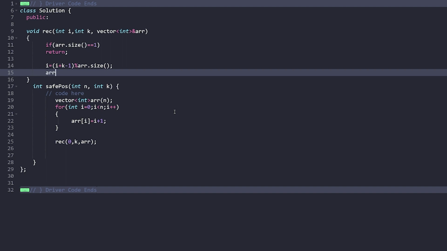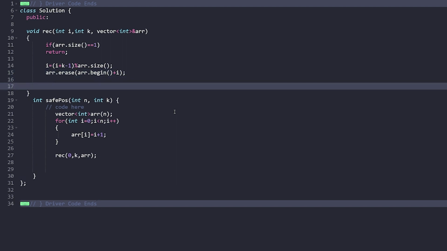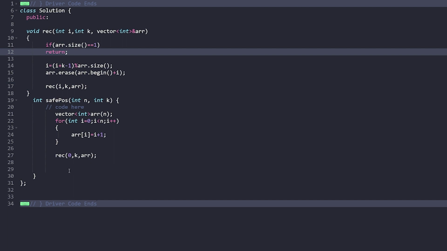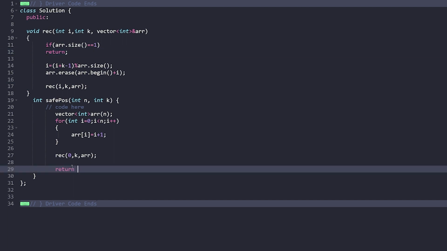Once I've done that, I'll perform the erase operation. So I'll erase the element that is present at this particular new ith index. So I'll say array.erase, from the starting of the array, this ith index we will erase. Once I have performed the erase operation, since we are recursively again and again deleting the people, I'll pass this i, I'll pass this k, and I'll pass this array, and the process will keep on repeating until only one element is left inside the array.